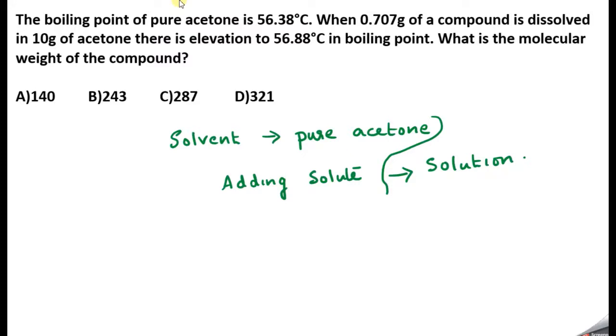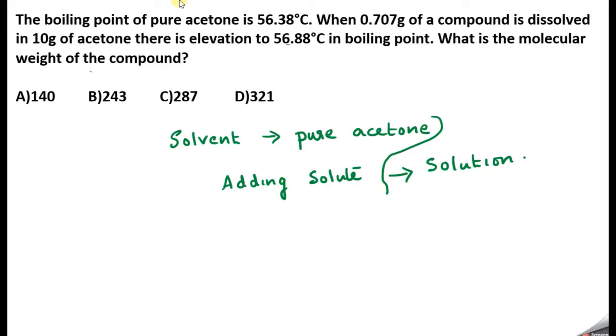correct? They are telling pure acetone has a boiling point of 56.38 degrees Celsius, and when 0.707 gram of that particular solute is dissolved in 10 gram of acetone, the boiling point increased to a new value, 56.88 degrees Celsius. So if this is the case, what is the molecular weight of the compound?